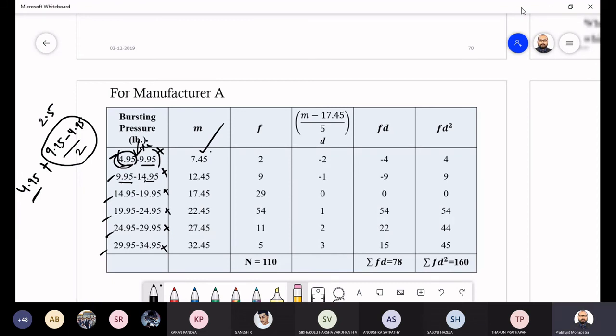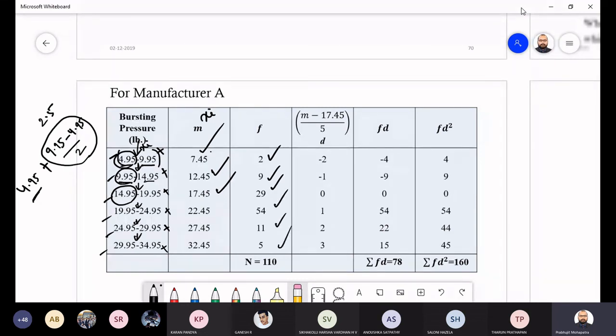Similarly, 9.95 plus 2.5, you will get 12.45. Here 14.95 plus 2.5, you will get these middle terms. Okay, just calculate the middle term. So these are nothing but your xi now. These are nothing but the xi. So xi is there and its frequency is there.